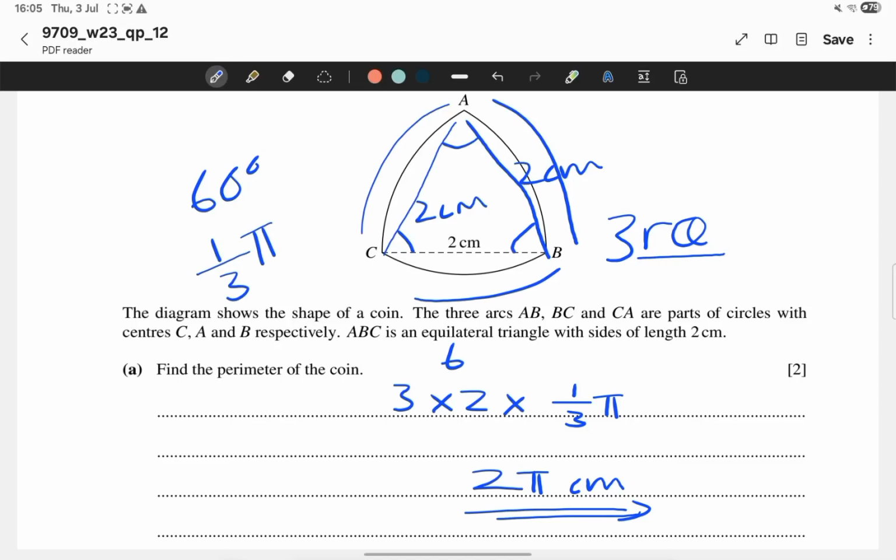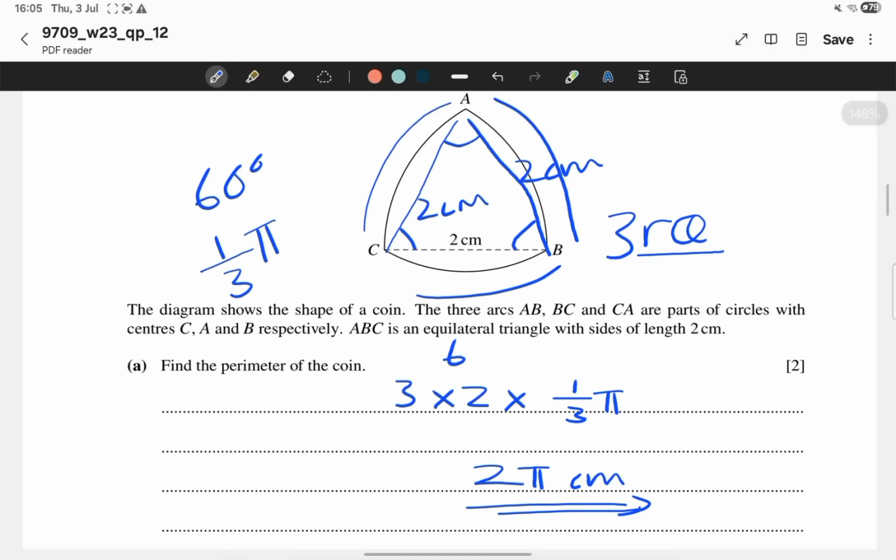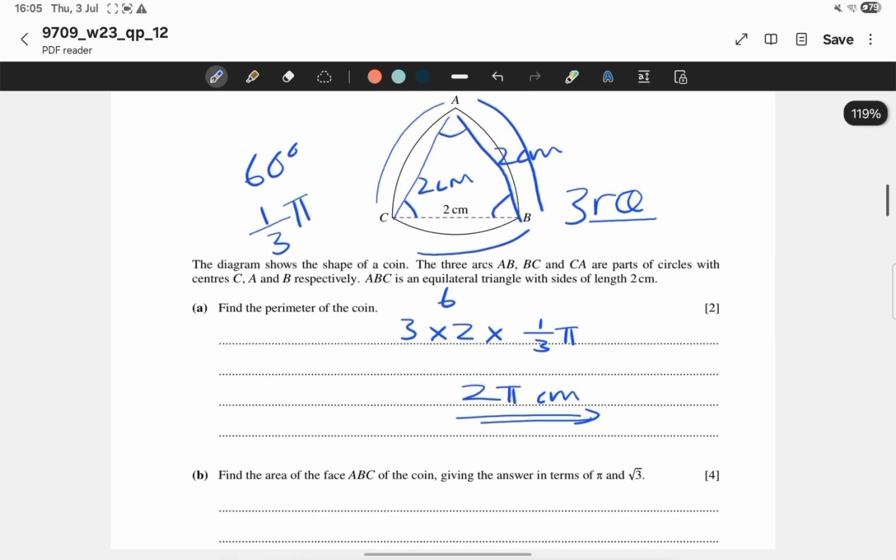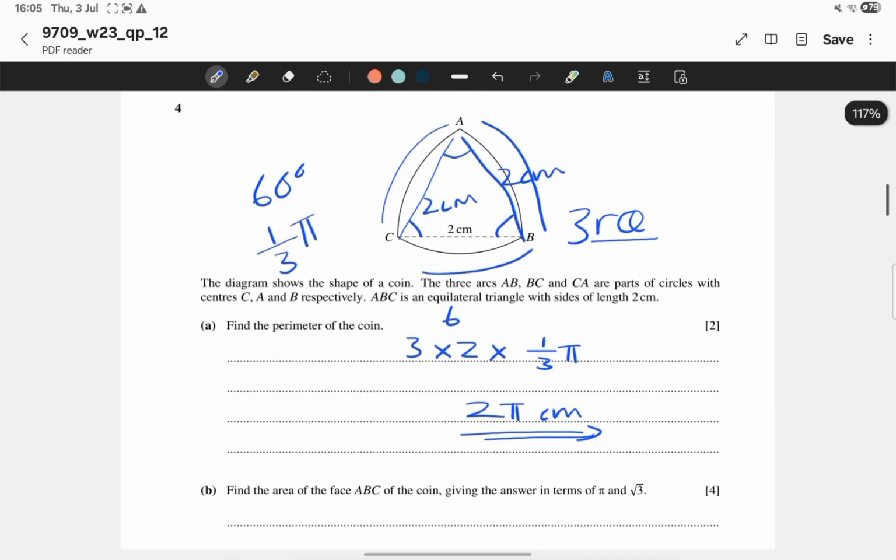That will be our perimeter there, right? Then we move on to the B part, which says find the area of the face ABC of the coin, giving your answer in terms of pi and √3. So for this one, let me just draw this one, like so.